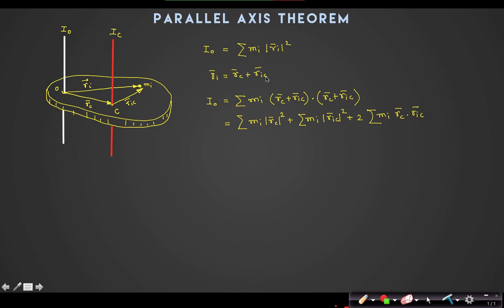Now out of these three vectors, which one is a constant vector? Can you tell me? r_c. r_c is constant, yes, because O is constant, C is constant. r_i is not constant. r_i may vary from point to point. So that is a constant. So if I take this constant out, can I only look at the third term? Can I say it is 2 r_c dot summation of m_i r_ic? Yes, sir.